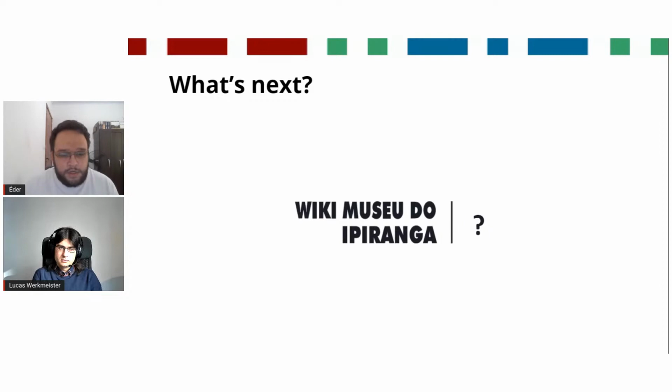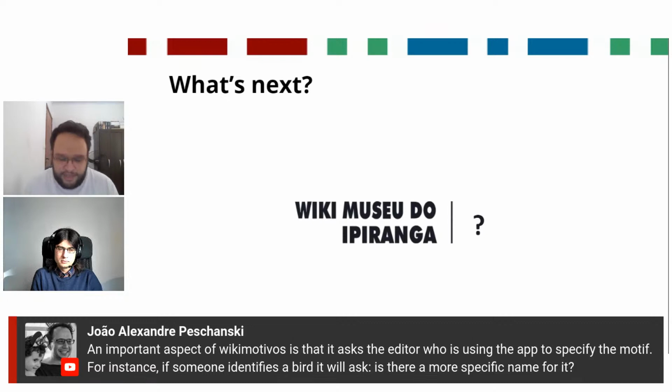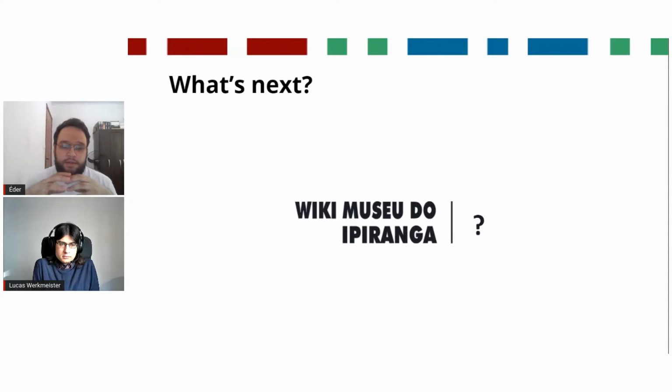And the last one is for users to identify how this object works. So this iron, to press clothes, is it used with electricity, or does it use coal or something like that? These are the two tools that we are planning.